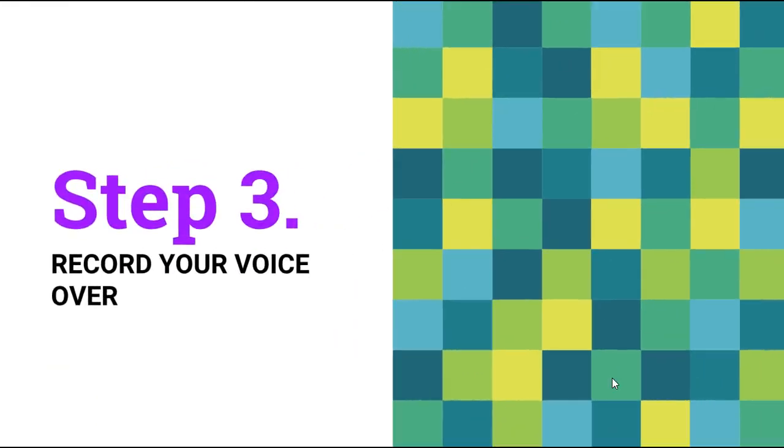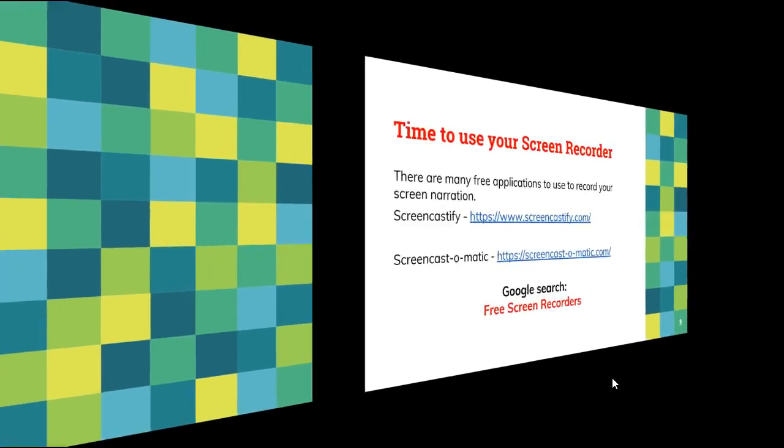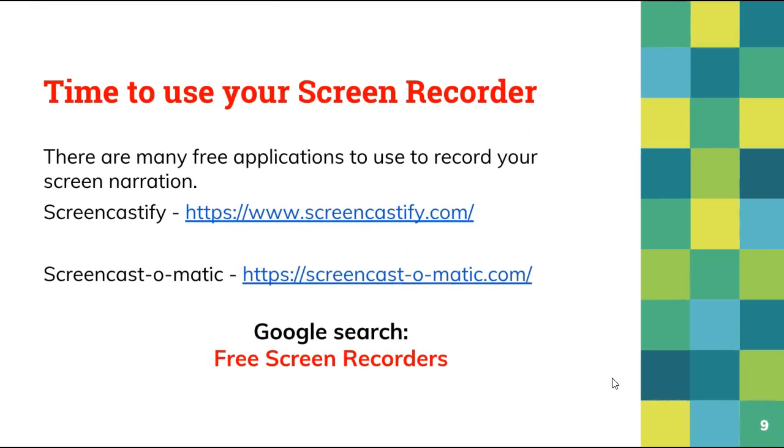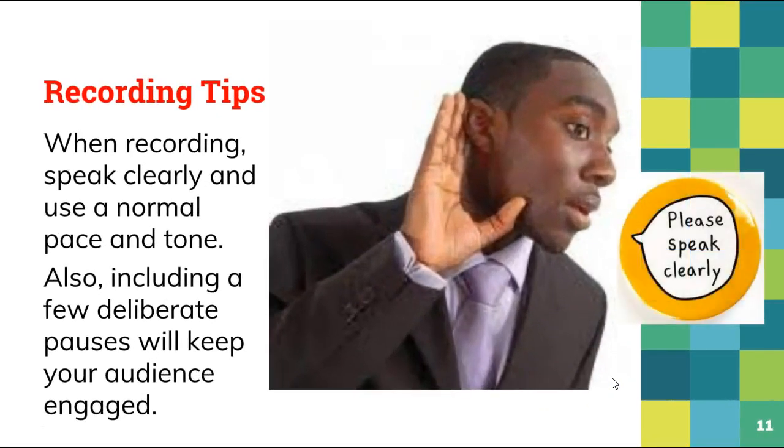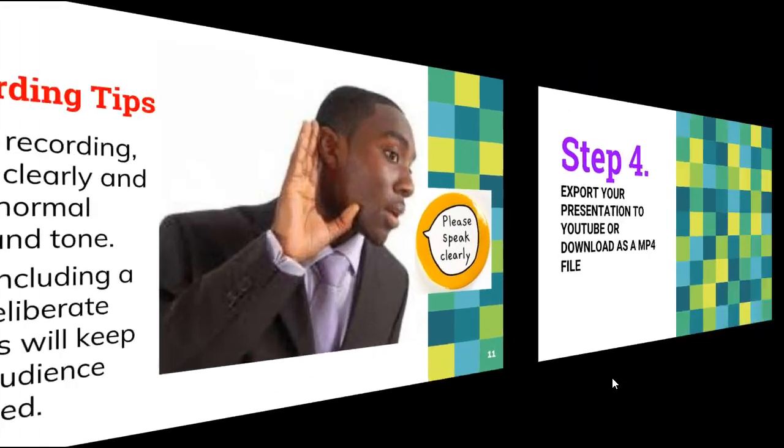Step 3. Record your voiceover. Use a screen video recorder application such as Screencastify or Screencast-O-Matic to easily make your recording. There are many others. Just do a Google search for free screen recorders. When recording, speak clearly and use a normal pace and tone. Using a few deliberate pauses will keep your audience engaged.